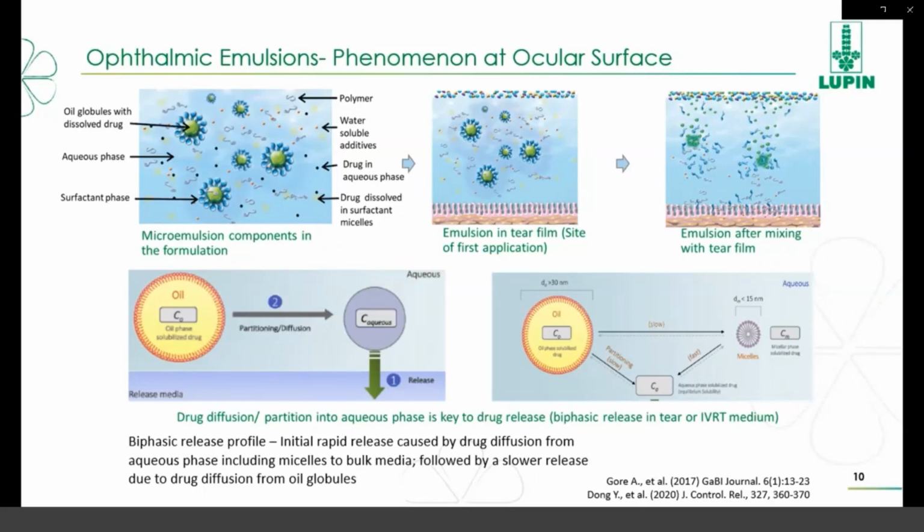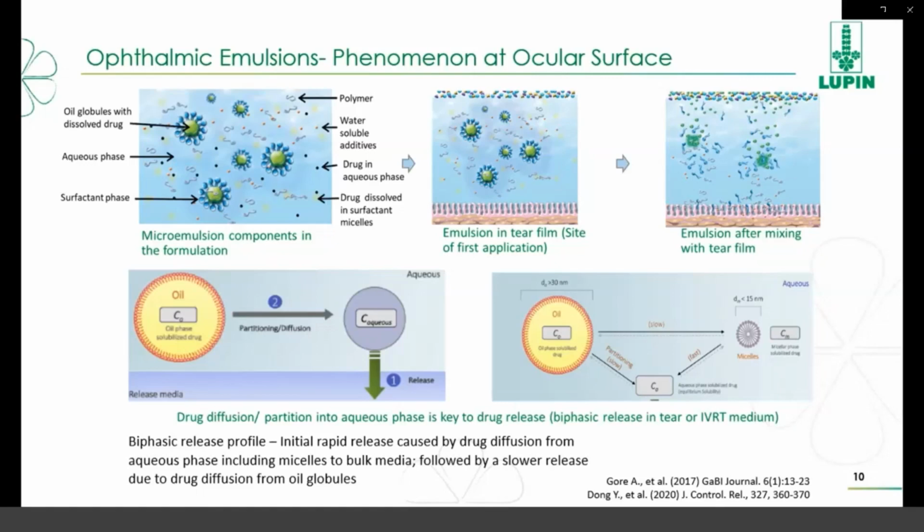The portion of the drug in each of the phases doesn't only depend upon the component's physicochemical property, but also on the manufacturing process employed. These emulsions also employ carbomer as viscosity enhancing polymer, which is highly ion sensitive. On coming in contact with the tear fluid, it rapidly loses its viscosity, thereby breaking the emulsion.